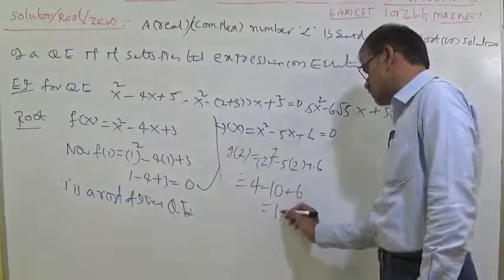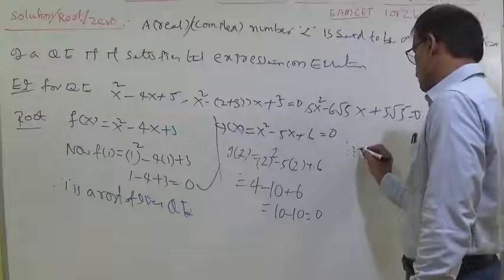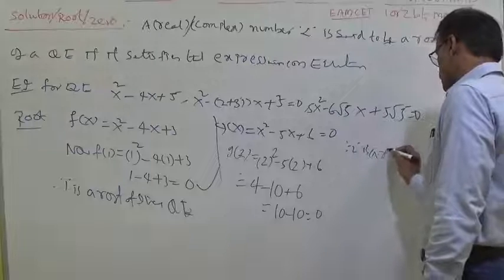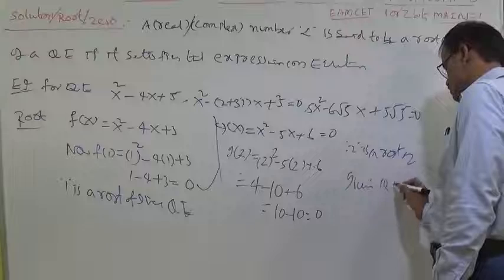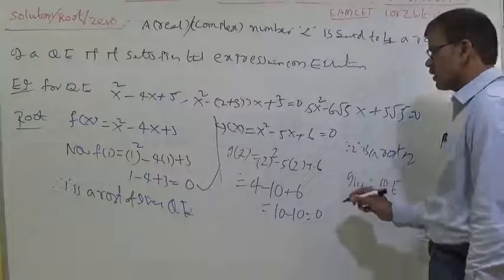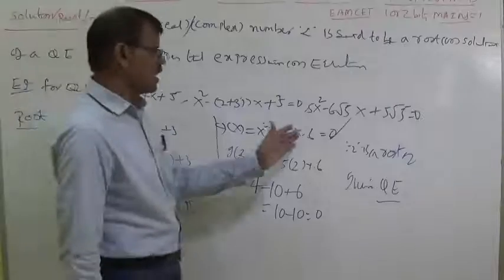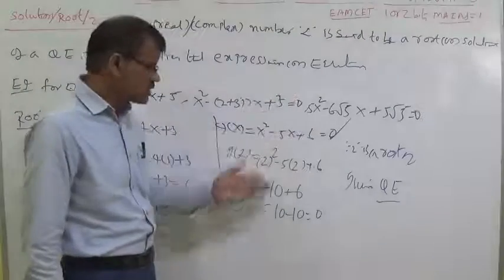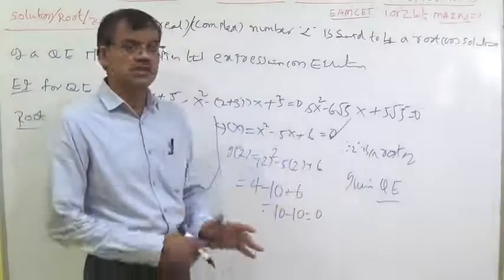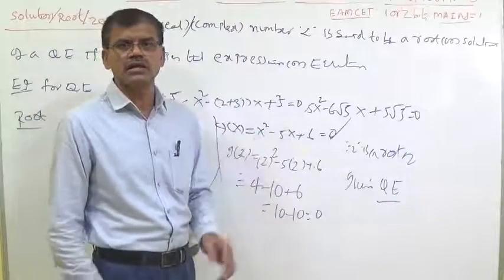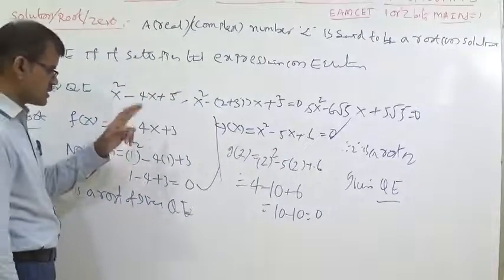So what is happening here? 10 minus 10, 10 minus 10 equal to 0. Therefore, you can say that 2 is a root of the given QE. Here QE means quadratic equation, and here QE means quadratic expression. Whenever it is given as equal to 0, you should get the answer 0 whenever you substitute a real or complex number, anything. Here 2 is called a zero, or a root, or a solution. Here you can understand x square minus 4x plus 3, simply it is an expression.